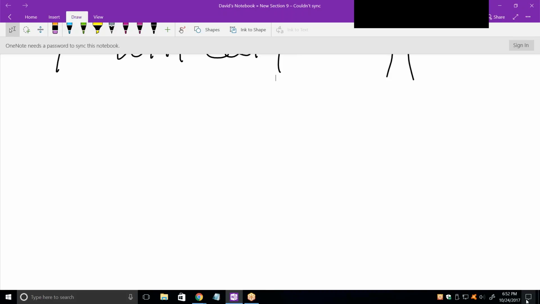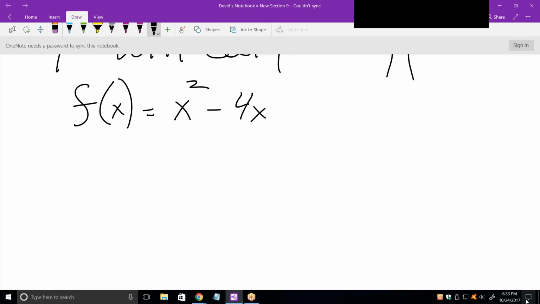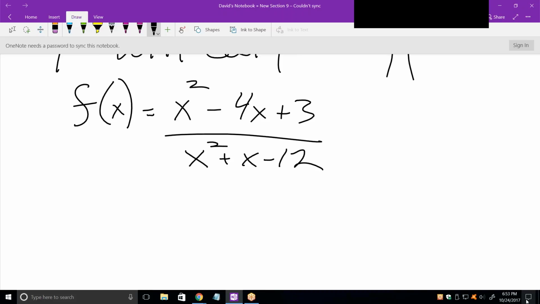It is f of x equals x squared minus 4x plus 3 all over x squared plus x minus 12. It says find all the discontinuities and determine the type of each discontinuity. All right. Well, the first thing you notice is that we're looking at two quadratics. The first step almost always is to factor everything.